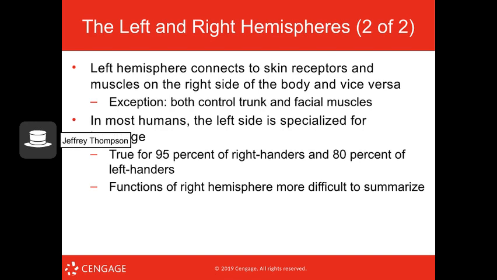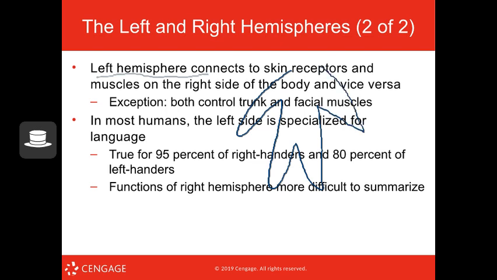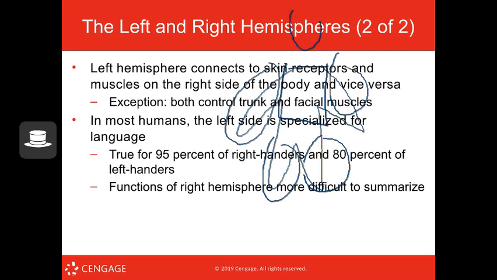So for example, the left hemisphere is going to be connected to skin receptors on the right side of the body and vice versa. But when we're looking at, so let me draw my gingerbread person, right? The arms and legs, those are lateralized. But when we're looking at the trunk and the facial muscles, hey, I'm a human, right? Those are controlled by both sides.